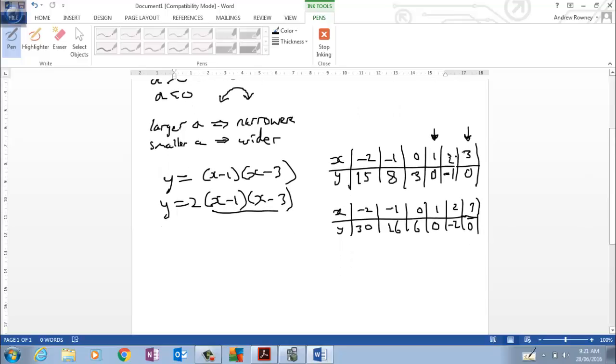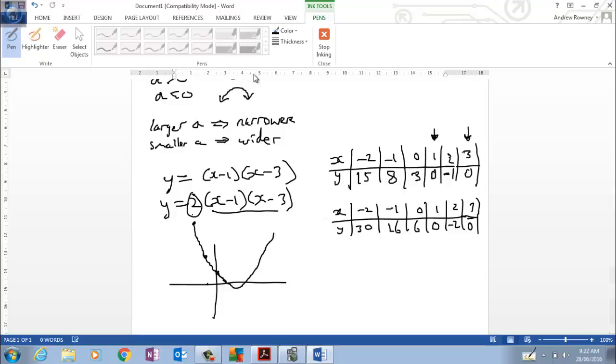Okay, so that's why when this number here gets bigger, I'm talking about the modulus of that value, so in other words, minus 3 we say is bigger than minus 2, but here we're just dealing with the positive. That's why when the number is bigger, you will have a narrower graph, because if we started plotting these, let's plot the first one, you go minus 1 and you go up to 8, minus 2 you go up to 15, so it's coming down like this. 0 is 3 and 1 is 0, and it goes like that.